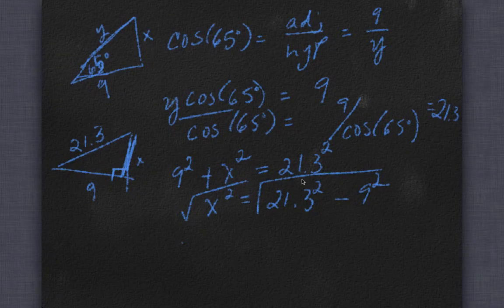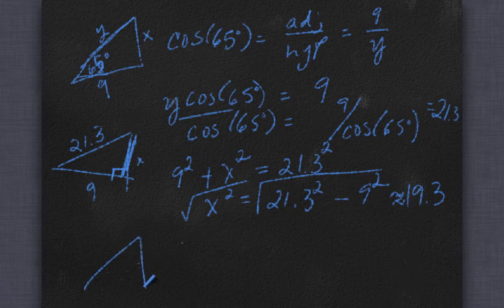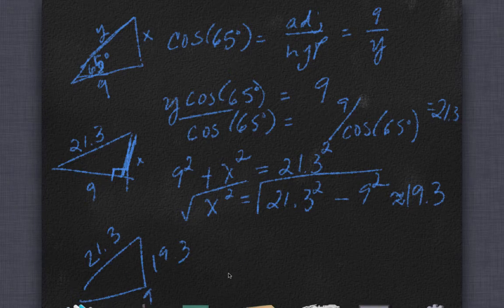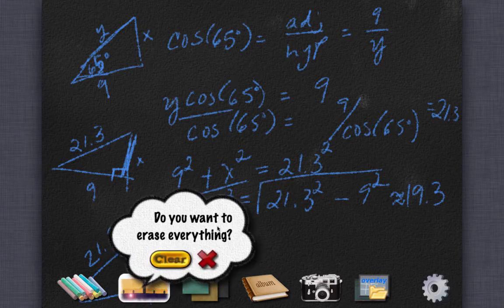19.3. So our complete triangle is 19.3, 9, 21.3. Okay, so let's do one more of these and then talk about how to use this.